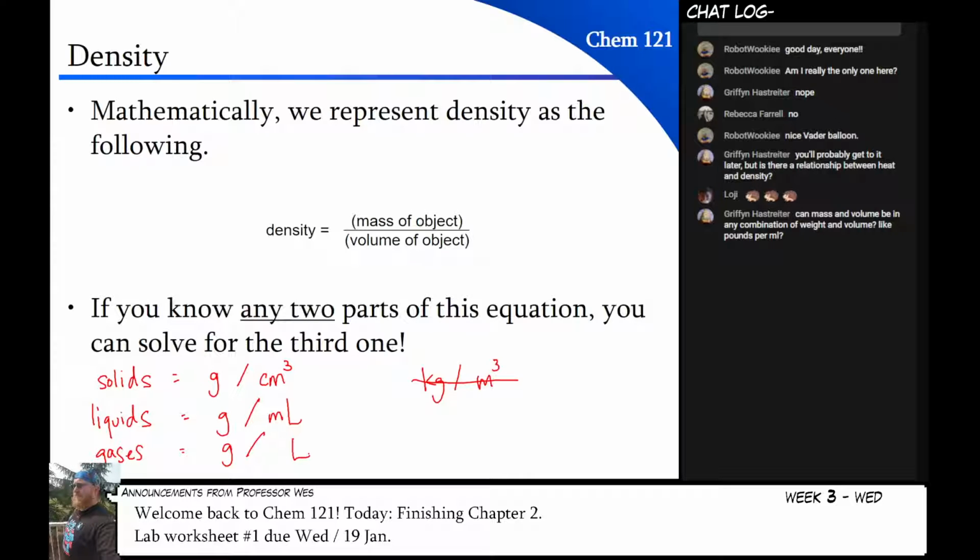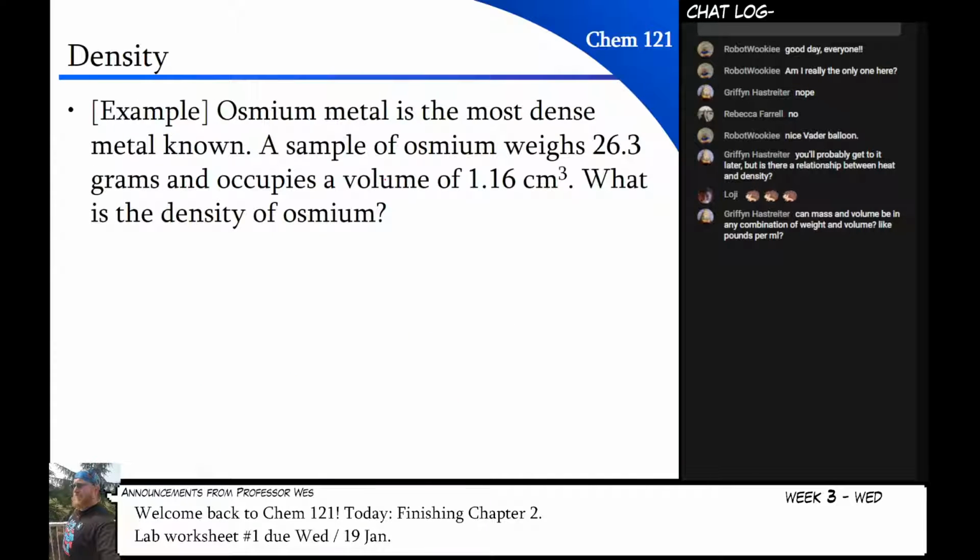Now, this equation right here has 3 terms, and I'm going to write them like this. If you know any 2 terms, you can solve for the third one. You just have to make sure that the units are what you expect them to be. When we're doing this equation, don't just throw the numbers in the equation and then magic units at the end, because you'll get the wrong answer, and you'll see how that happens in just a second here.